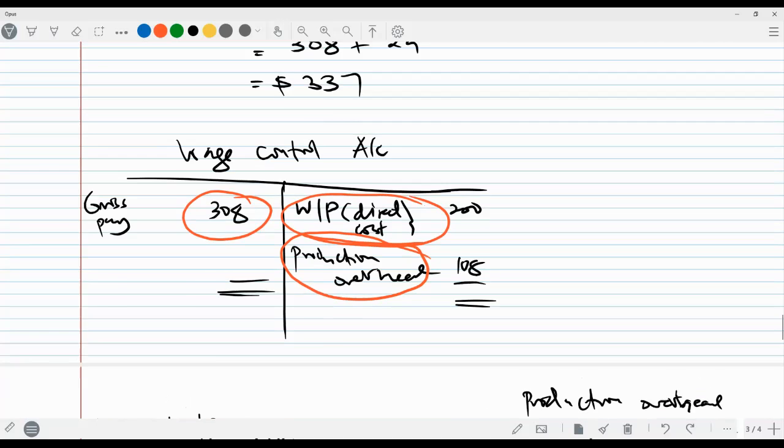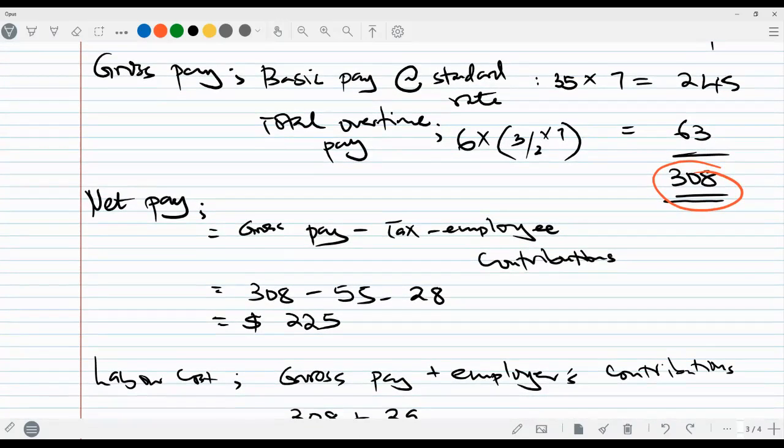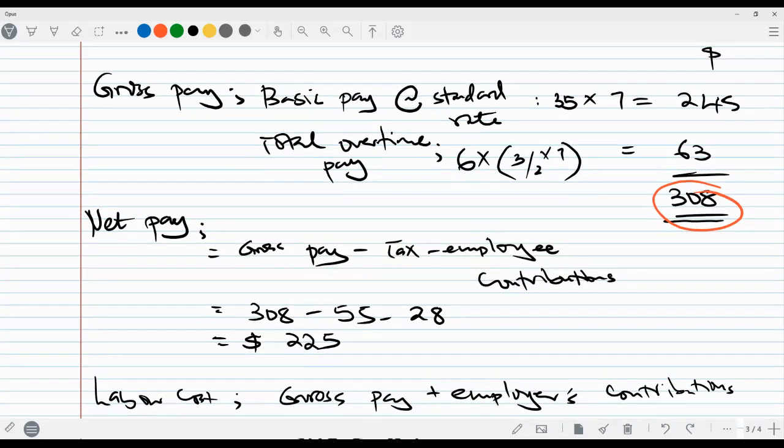So anyway, for the sake of James, let me scroll up here. James, here is what you wanted. Here we have calculated total overtime pay. Yes, what about it, James? I didn't understand why you've calculated the total overtime pay.